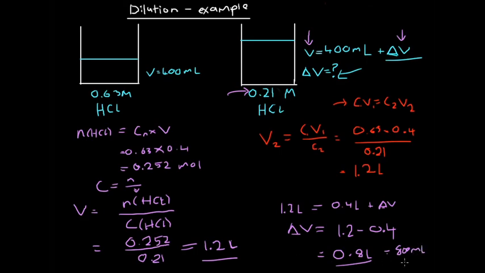Either of these will do, but the important thing is don't see the final volume and think, okay, that's my answer, because that is not the answer. We need to figure out how much water we need to add to the 400 mL we're starting with in order to get to a solution of 1.2 litres. And so what we need to add here is 0.8 litres.